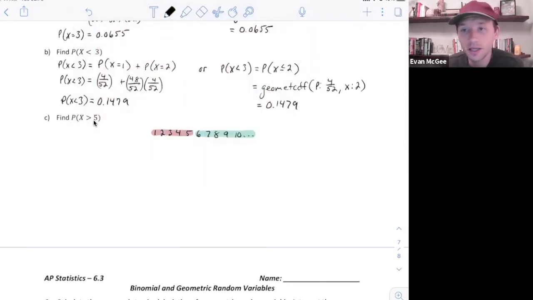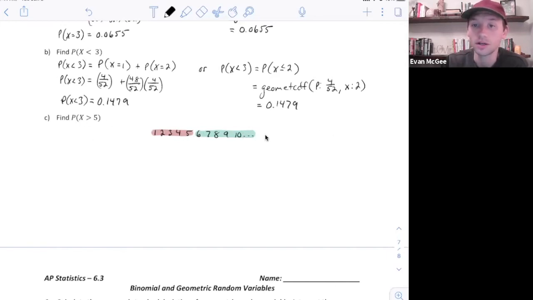To help figure out how to write this using the complement rule, sometimes it helps just to write out a start of the outcomes, because geometric random variables can never be 0, because there has to be at least one trial to get a success. And they could go for a long time. So I've written out that it could be from 1 to 10, or it keeps going. So the probability of X being greater than 5 would be 6, 7, 8, 9, 10, and so on and so forth. So I've highlighted this probability here.